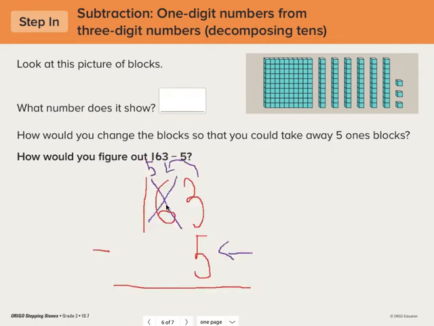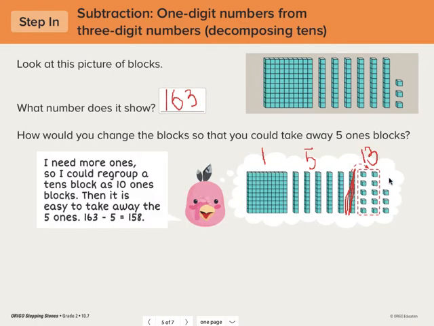And instead, we're going to take that 10. We're not getting rid of the 10. We're regrouping it into the ones place. So we're going to bring it over here into the ones place. But we still have our 3 ones that were originally there. And now this number turns into 13, take away 5. Take a look at our blocks. We took away a 10 and it became 13 ones.